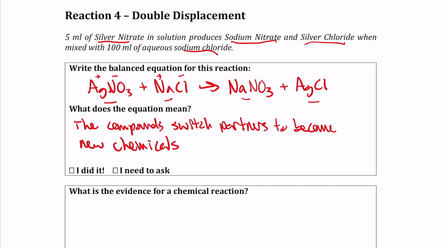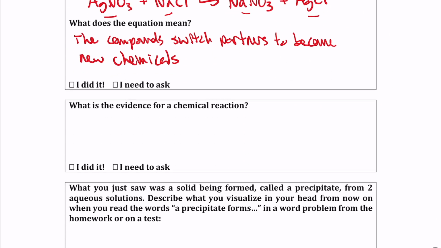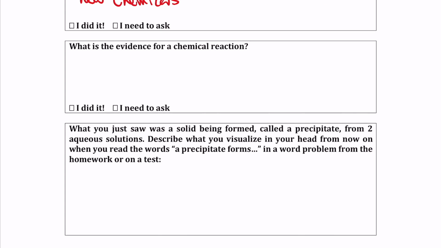So what is the evidence of a chemical reaction? In this case, a precipitate formed. So you saw that it was pretty much instantly it turned white, and it again looked like smoke filling up the room. That's the fine particulates of the solid that formed. So you just saw that solid being formed, and I know I've already talked about it in the video here, but I want you to write this down in some form so that you have it in your mind that when a precipitate forms, a solid forms.